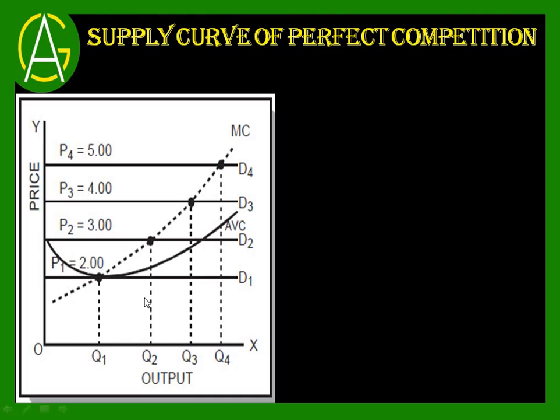Here in this diagram we can see that the firm has produced OQ1 quantity. At OQ1 quantity the marginal cost is 2 rupees. Again the firm has increased the production to OQ2 quantity. At OQ2 quantity marginal cost has increased and become 3 rupees. Again the firm increases the production to OQ3, marginal cost is 4, and at OQ4 quantity marginal cost is 5. If we connect all these points, this is our marginal cost curve.